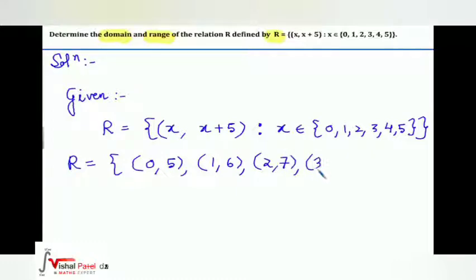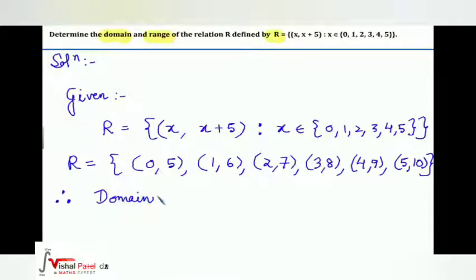If x is equal to 2 then y is equal to 7, and so on: 3, 8, 4, 9, 5 and 10. We can't take an x value more than 5. So your final possible relation is (0,5), (1,6), (2,7), (3,8), (4,9) and (5,10). Right? Some intelligent student asked me a question: sir, x belongs to 0 to 5, then why do we take 5, 6, 7, 8, 9, 10 in the second element?